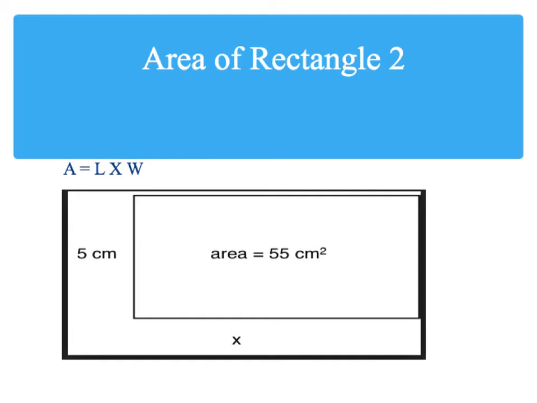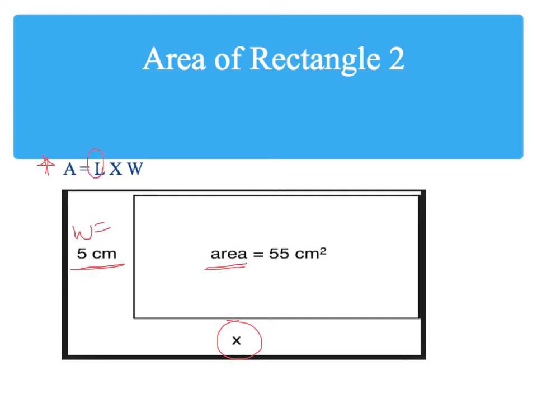Alright, so I'm looking at my rectangle here, and so here is my rectangle right here. And I know that it's giving me a measurement of 5 centimeters as the width. That's what I'm going to call this. And it's giving me an area of 55 centimeters cubed. Now, if it's giving me the area and the width, how can I solve to find this missing one? Well, if I look back at my formula right here, what is missing is the length.